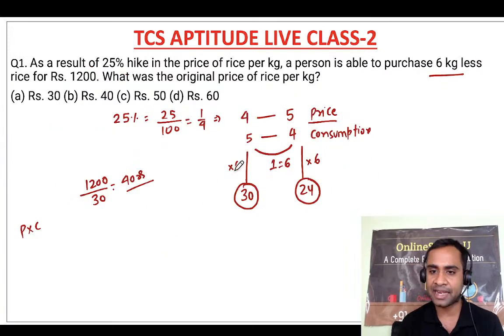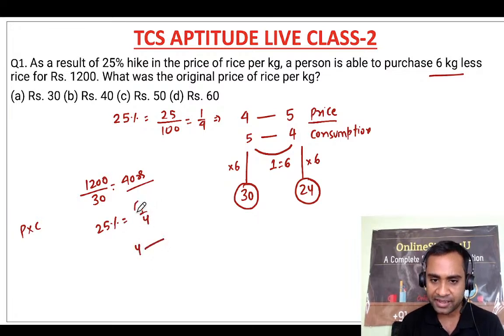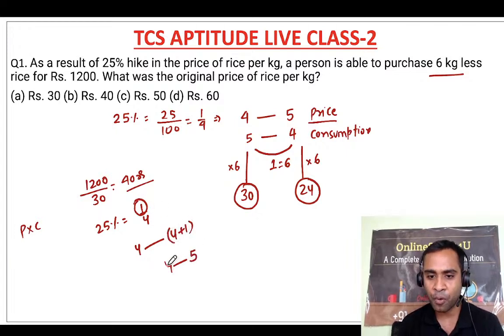Same thing I told here also. 25% will be 1 by 4, right? So from 4 the price is increasing by 1, so 4 plus 1 will be equal to 5. So from 4 to 5, right?